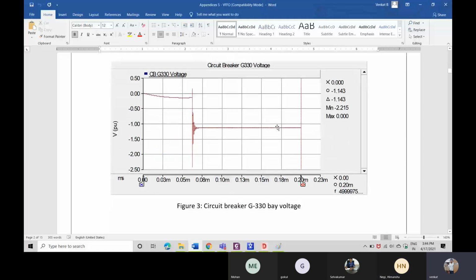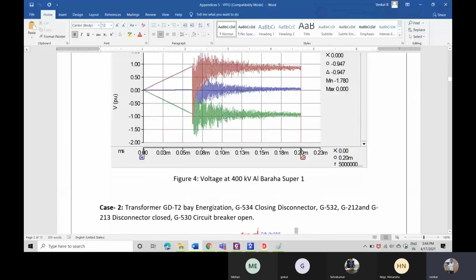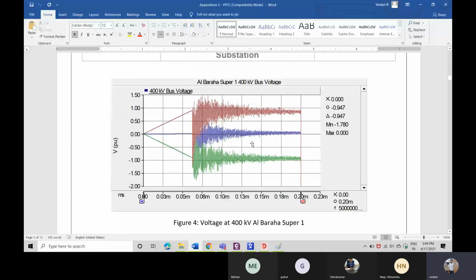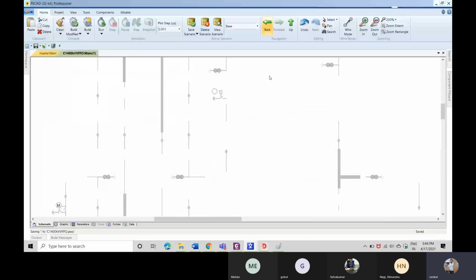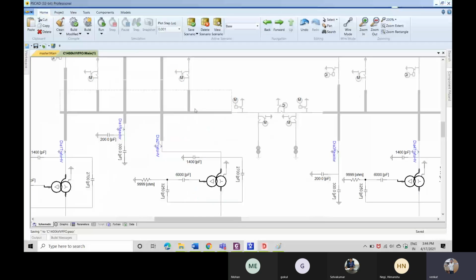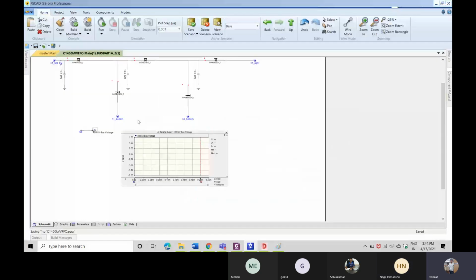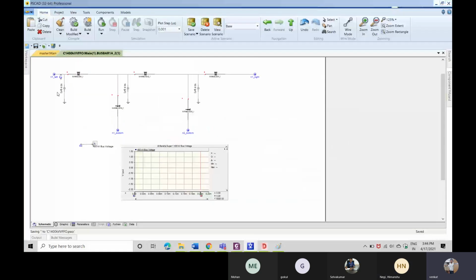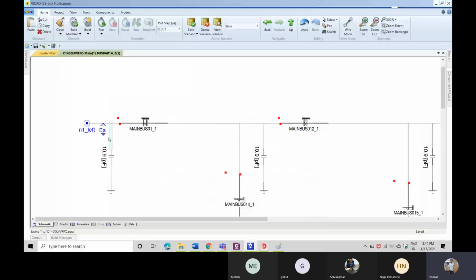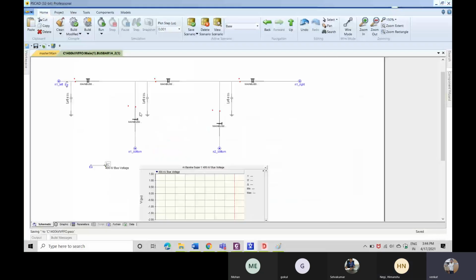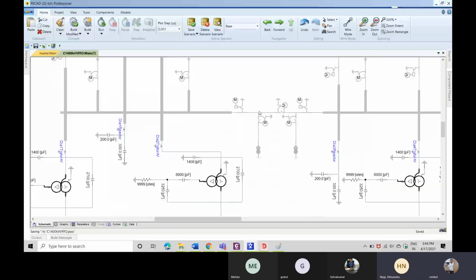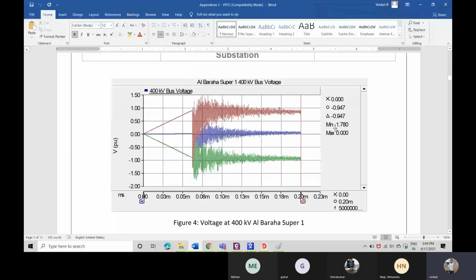If we have some other open end, there also we can see the over voltage. In this bus, I have to measure the voltage at the bus also. This is a bus, right? There will be some open end, and at this open end I have to measure the voltage. Can you see this? At this open end I have measured the voltage and plotted it also. The voltage which has developed inside the GIS is 1.780.